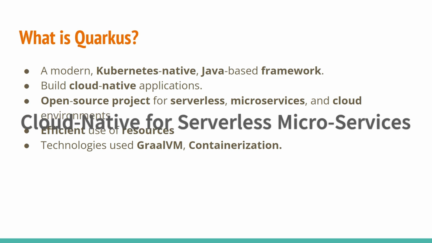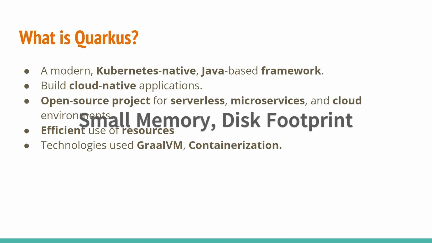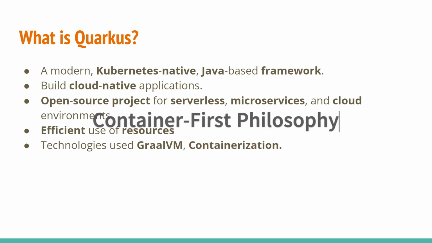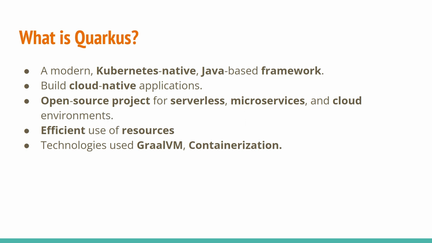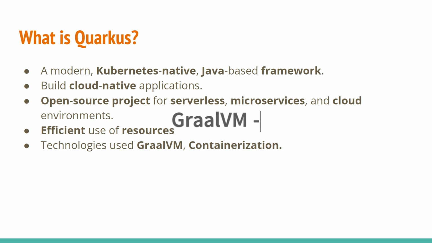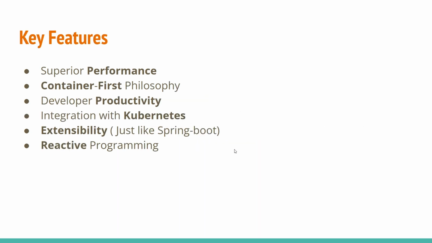It's an open source project that aims to optimize Java for serverless, microservices, and cloud environments. Quarkus provides a small memory and disk footprint, extremely fast startup times, and efficient use of resources. It achieves these characteristics through a combination of technologies like GraalVM, containerization, and an innovative development model. So we will see what the features of Quarkus are.